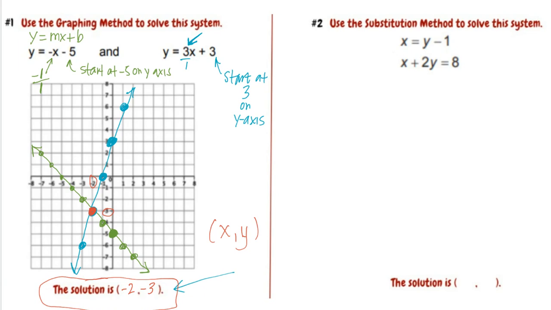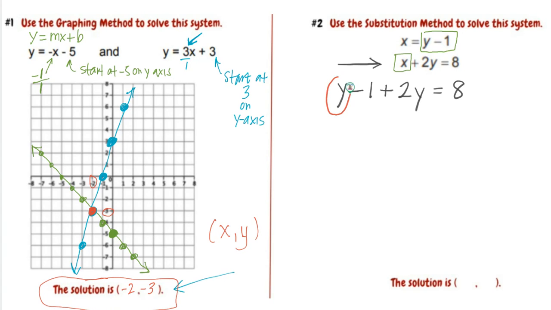And for number 2, the substitution method, if x is equal to y minus 1, then wherever I see x, I can take it out and replace it with y minus 1. So I'm going to rewrite this equation here, but instead of the x, I'm going to write y minus 1 because they're equal. I'm allowed to replace it. So what is left in that equation? The rest of the equation is plus 2y equals 8.